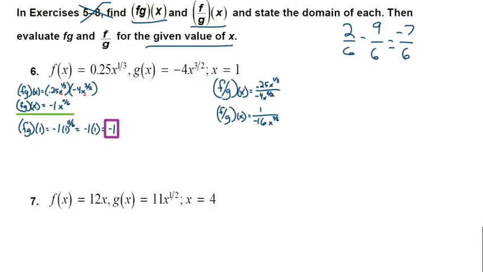Now, again, if we evaluate it at 1 like they asked, f divided by g of 1, we plug in 1 for x, so 1 over negative 16 times 1 to the 7 sixths. Well, 1 to the 7 sixths is still 1, so that's negative 1/16. Cool? And that's the general process for this whole page. Multiply them together, plug in the x. Divide them, plug in the x. You just need to know how to deal with the exponents. That's the biggest trouble here, is how to deal with the exponents.